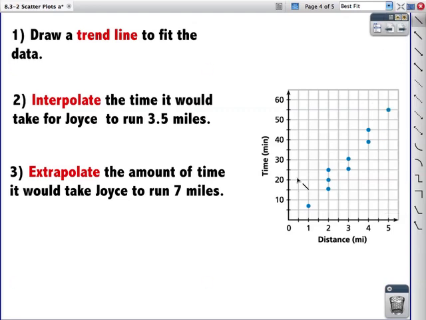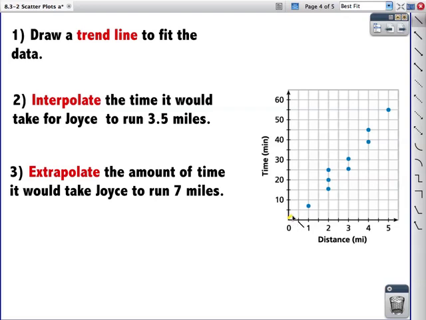Okay, when you draw a trend line, you want to think, okay, where am I going to start this trend line? And in this case, we can just think about what's going on, and we know we can start at the point 0, 0 at the origin, because it's going to take her 0 time to run 0 miles, and if she hasn't started running, we're going to be at time 0. So we know we can start right here at 0, 0, even though there's not a point there.